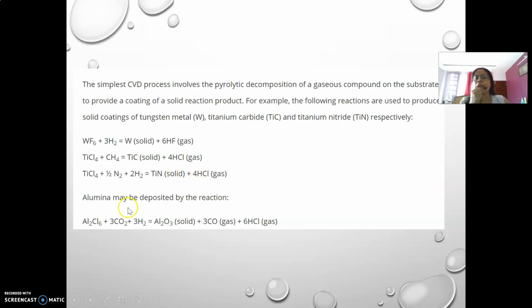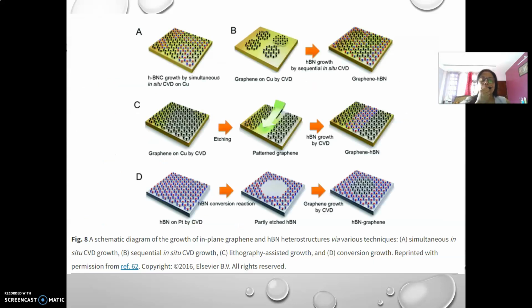Similar is the way of depositing alumina, that means aluminium oxide, where we have aluminum hexachloride reacting with carbon dioxide and water, giving rise to alumina, which will be in the solid form, while these are in the gaseous form, so we can easily remove them, and thereby deposit aluminium oxide onto the surface wherever we want it to give a coating.